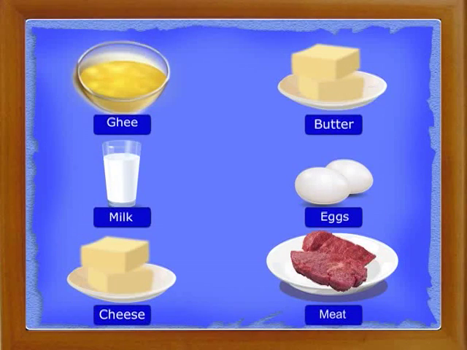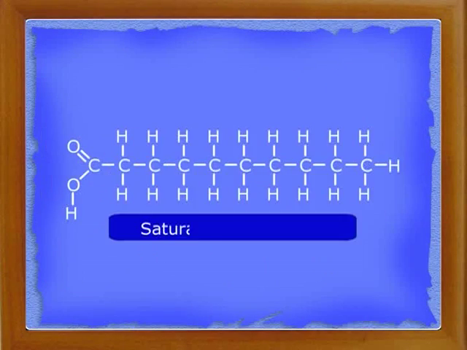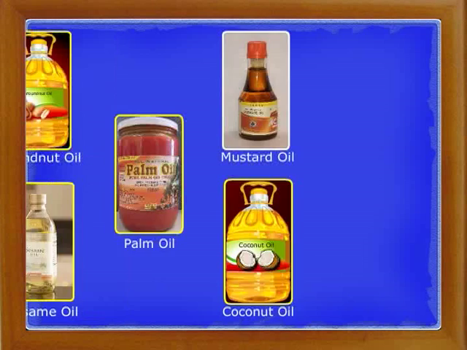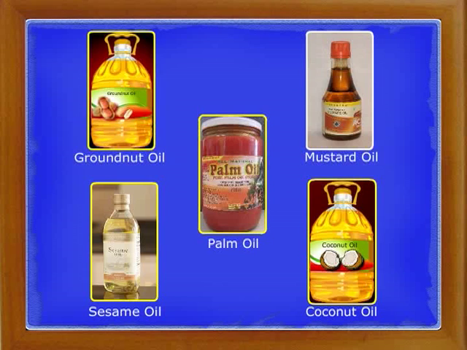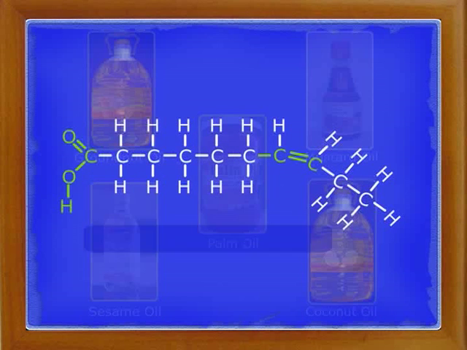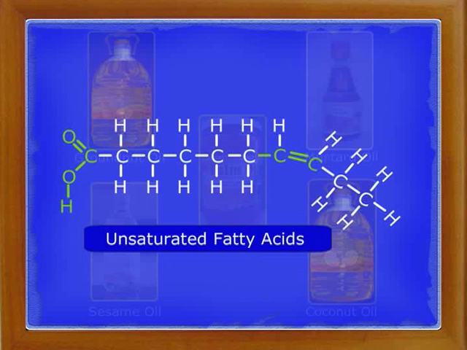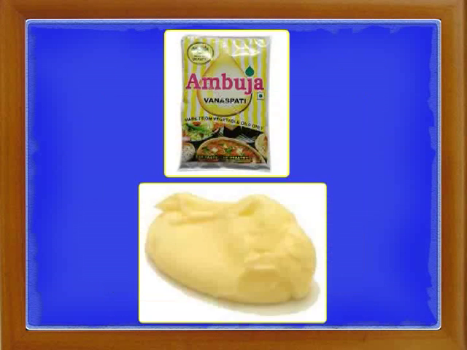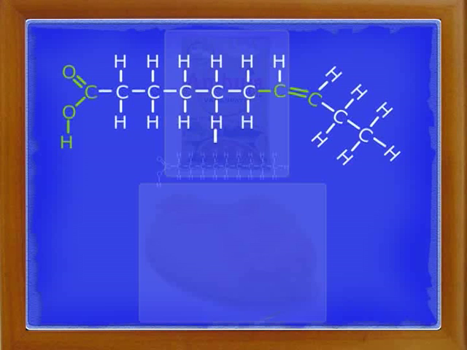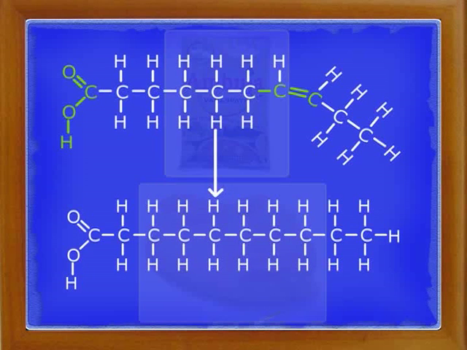Fats from animal origin contain more amounts of saturated fatty acids than unsaturated forms, while fats, that is, oil extracted from plants, show good amounts of unsaturated fatty acids compared to animal fat. Vanaspati or dalda is prepared by converting unsaturated fatty acids present in vegetable oil to saturated forms.